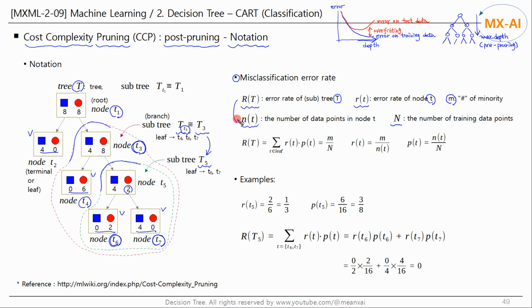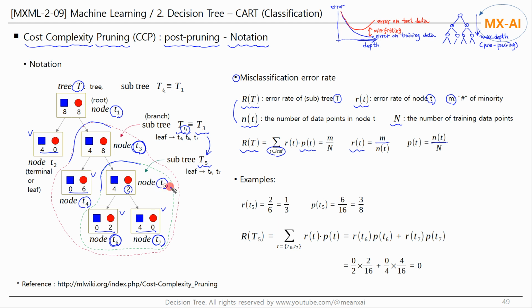With these definitions, the misclassification rate of a node, r of t, is simply m divided by n_t. In other words, it's the fraction of data points in the node that are misclassified. The misclassification rate of a tree T is defined as the weighted sum of the misclassification rates across all of its leaf nodes. Here, p of t represents the weight assigned to node t, which reflects the proportion of data points that fall into that node relative to the entire dataset.